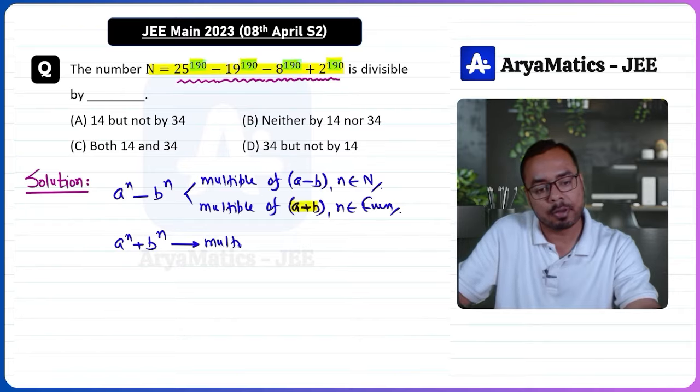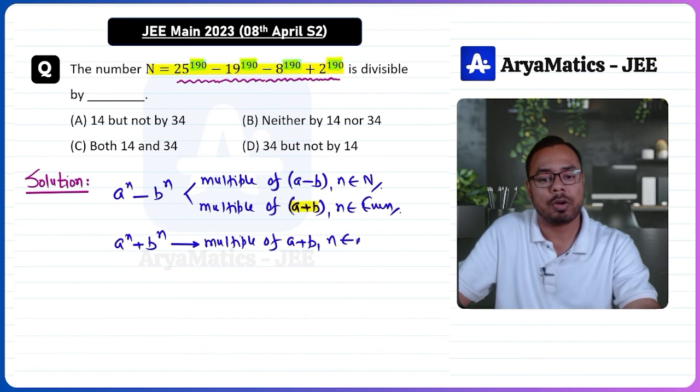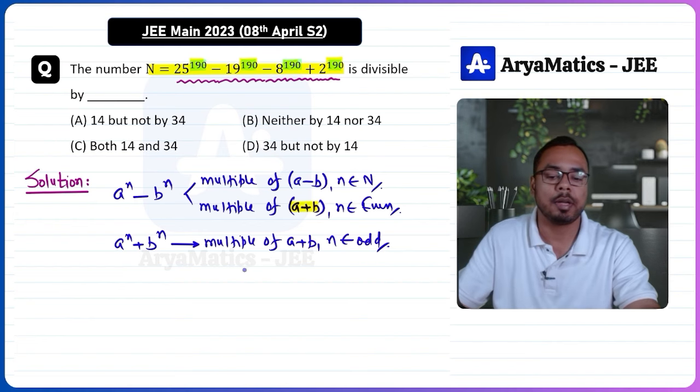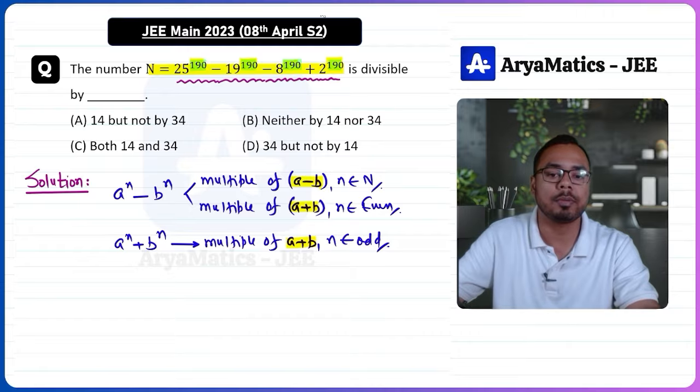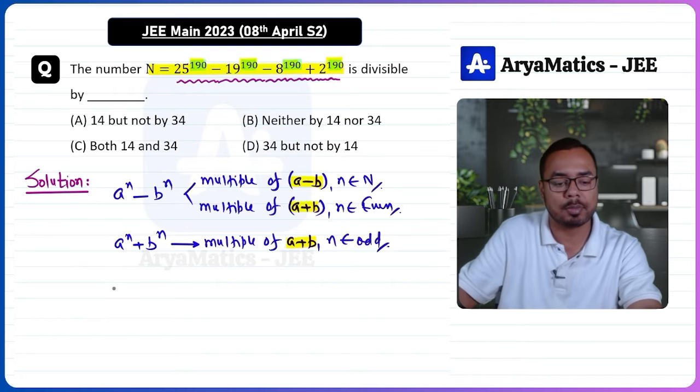This is a multiple of a plus b if n is any odd natural number. So for example, if I have a cube plus b cube or a raised to 5 plus b raised to 5, then it is always a multiple of a plus b. So these are the three things that you should know. Now we can proceed with this problem.